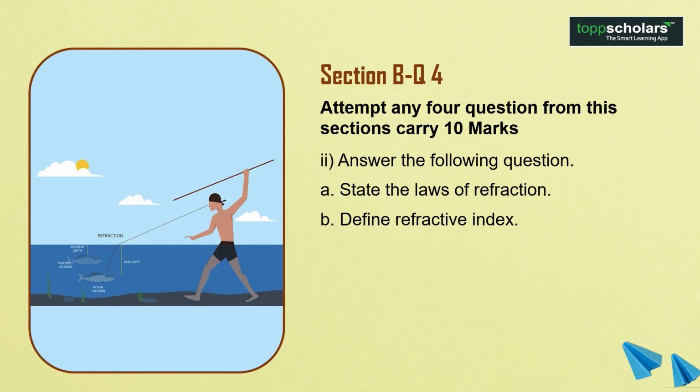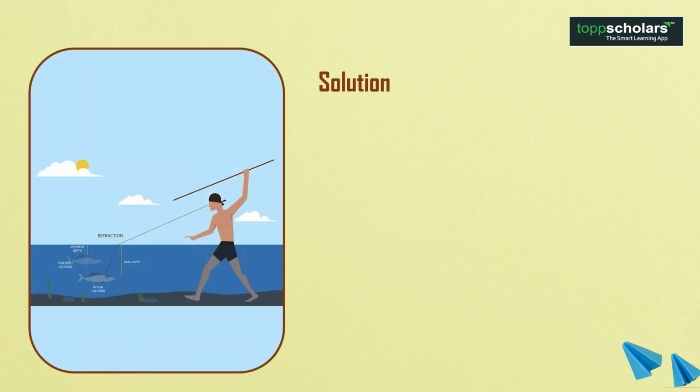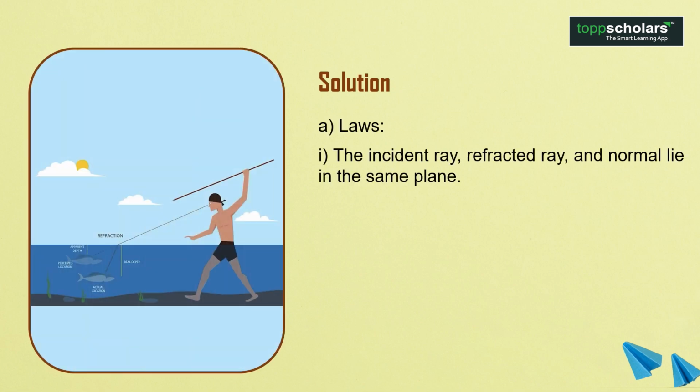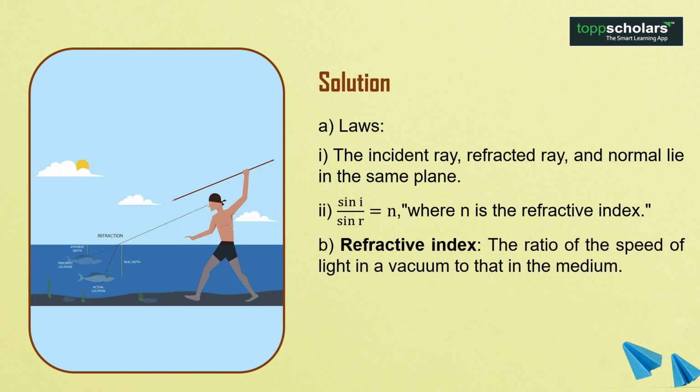The second question. Answer the following question. State the laws of refraction and define refractive index. This carries 3 marks. So let's talk about the laws of refraction. The incident ray, refracted ray and normal lie in the same plane. Sin i by sin r is equal to n, where n is the refractive index. Let's talk about the refractive index. It's a ratio of the speed of light in a vacuum to that in the medium.